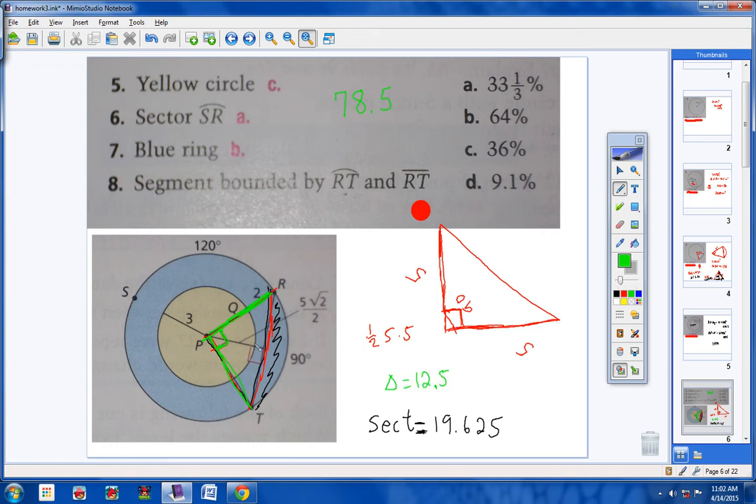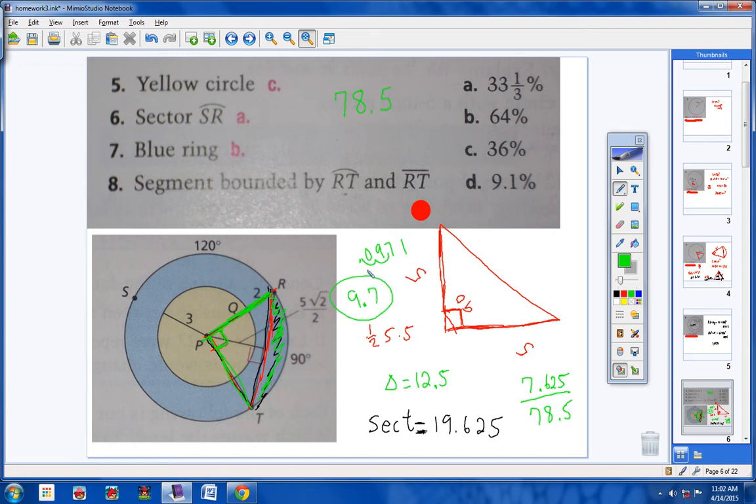So subtract these two. The entire sector is this, the triangle's this, so we end up with 7.625. So the area of this region, this segment right here, is 7.625. Now we want to find what percentage that is of the entire circle. So put that over your area of the whole circle, and you'll get your percentage, 7.625 out of 78.5, and I'm getting 0.0971. Move the decimal 2 places: 9.7. They're getting 9.1. So again, close enough, guys.